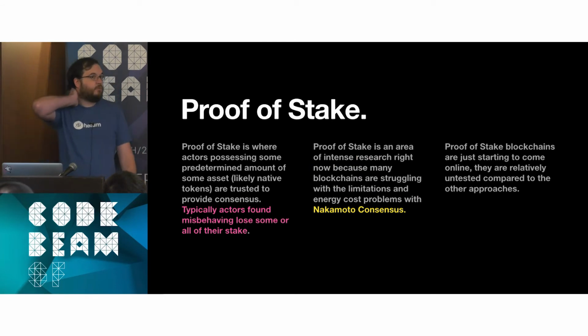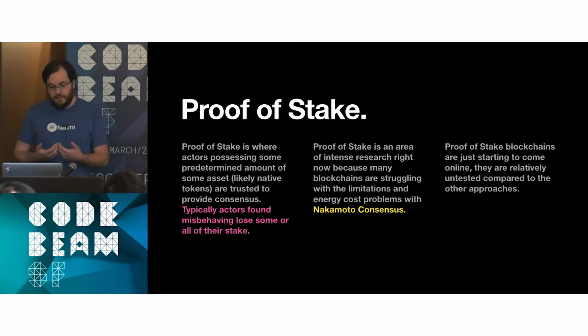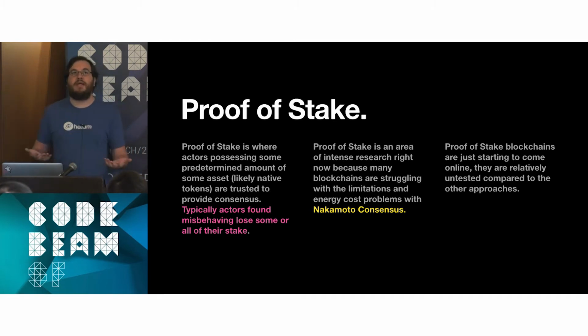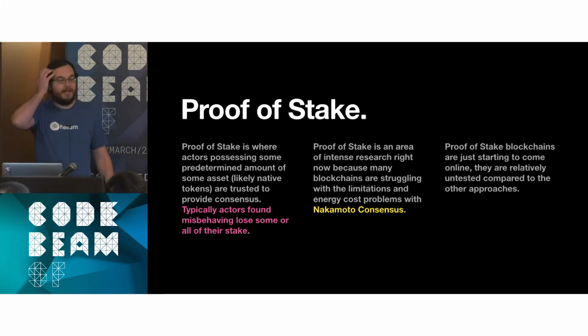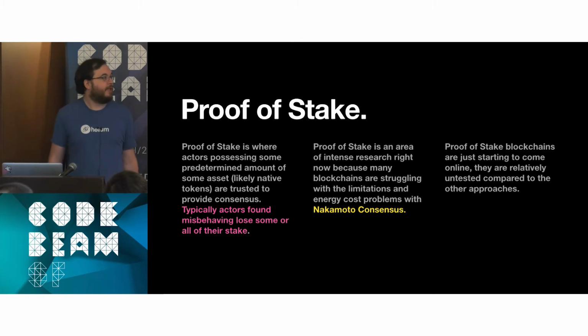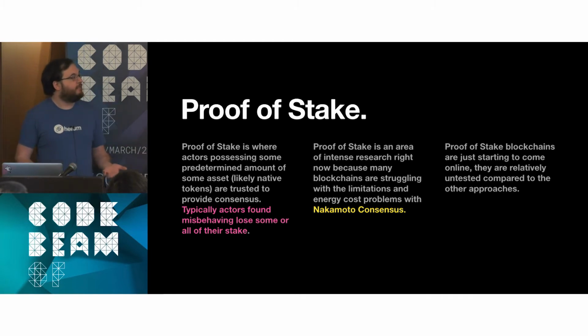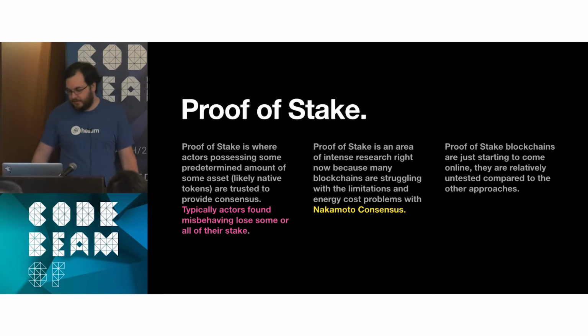Proof of stake is where I have something valuable, some valuable asset, and if you're rich enough, you can be in the replicas. You can vote on the consensus, and if you vote badly, we get to take your money away. And as I said, a lot of people are looking at this right now because of the problems with Nakamoto Consensus, but we haven't really seen a big deployment of a proof of stake blockchain. People are still trying to work out some of the kinks.